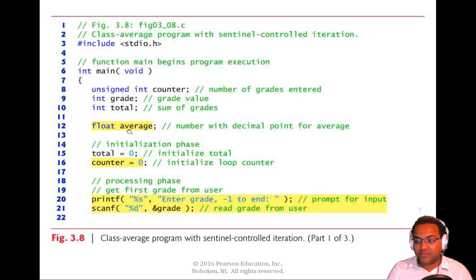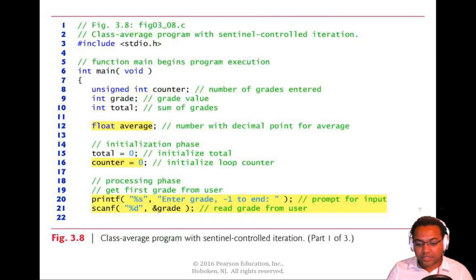And if you see here, they also have a float average. I don't have a float average. I reused grade. I didn't want to use another variable. The more variables you use, the more memory locations you take up, so it's good to be cognizant about the memory locations that you're using. So in the initialization phase, it initialized total and counter. It then printed with printf, and then it scanned.